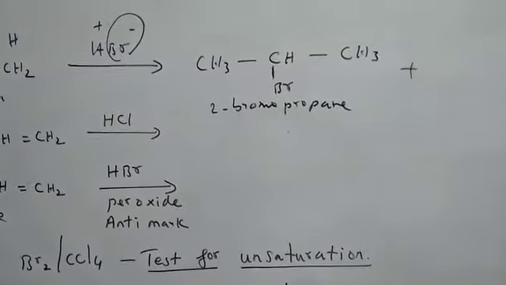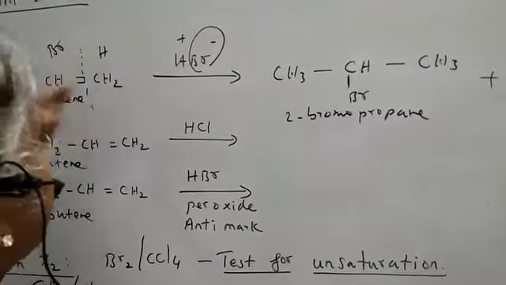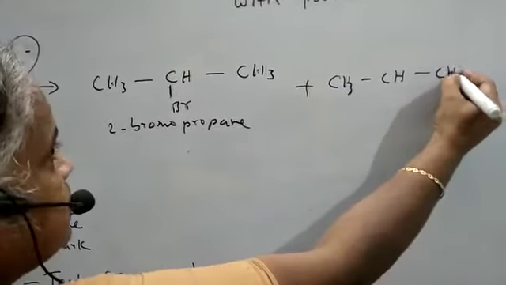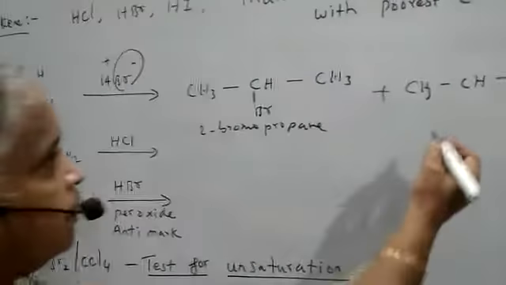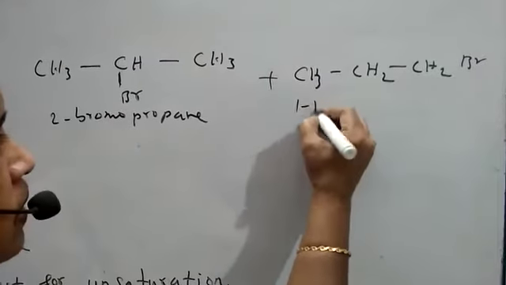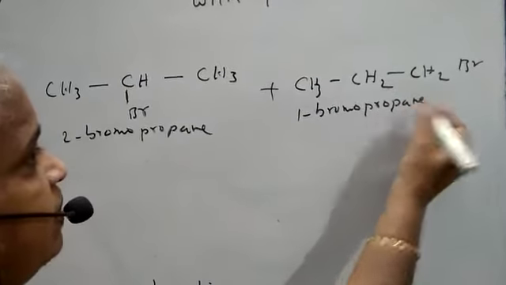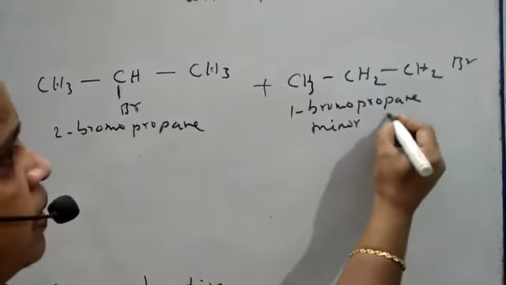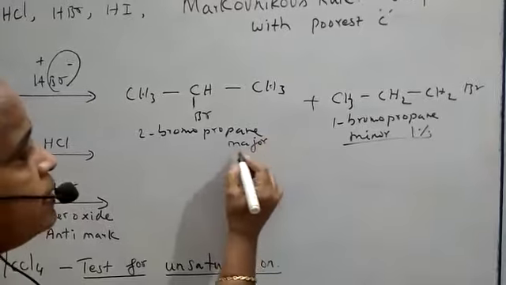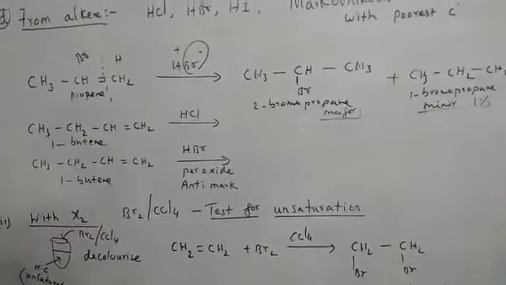Okay, this is enough. The next compound is also formed. What is the next compound? Think in the opposite direction. Let me write that also: CH3, CH, CH2, with H put here, so Br comes here. So this is also forming. That is called 1-bromopropane, but it is very minor. How minor? It can be 1% or it may not be formed at all. So this is the only major product. If only this is given, you can take it into consideration. So this is regarding carbon number 3.